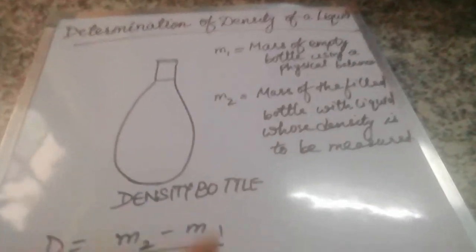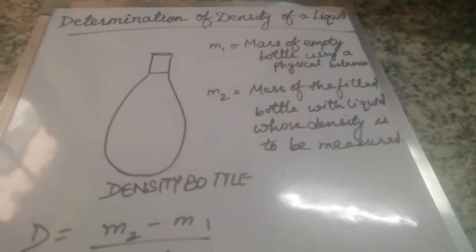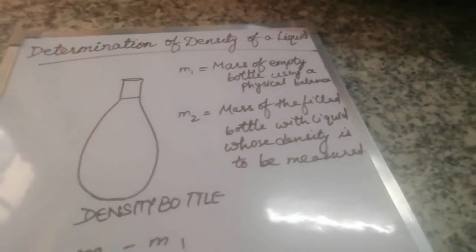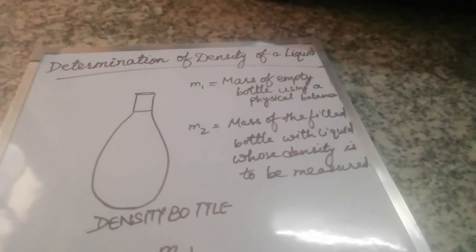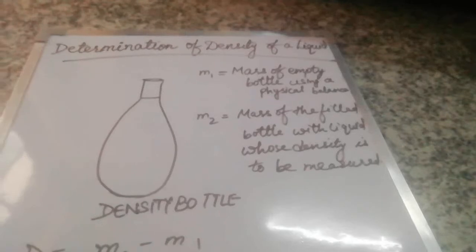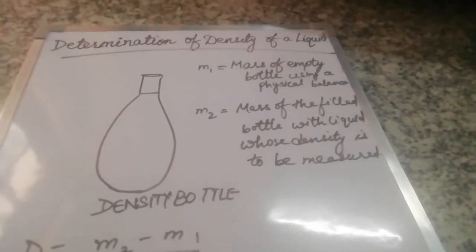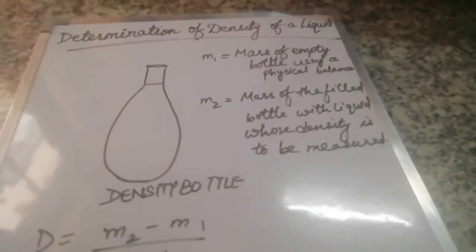So let the mass be M2. Okay, so the mass of the filled bottle with the liquid whose density is to be measured, let that be M2. Okay, mass M1. What is mass M1? Mass of the empty bottle using a physical balance. Now M2 will be the mass of the bottle filled with that liquid whose density is to be measured.